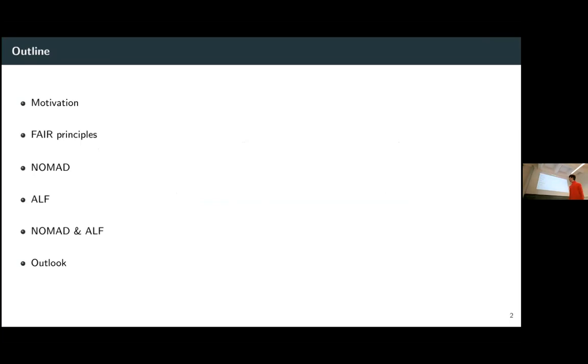So my plan is to first explain why I have this work, why I am talking about that, why work about it at all. Then explain in more detail what the fair data thing is. And then very briefly talk a bit about NOMAD, talk a bit about ALF, and then come to how our work together is going along. It's going along well, and what the outlook is at the moment. All right.